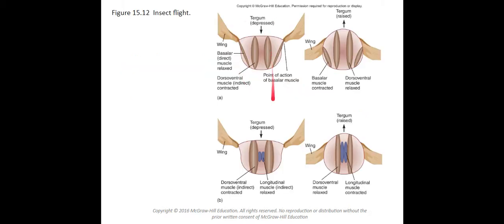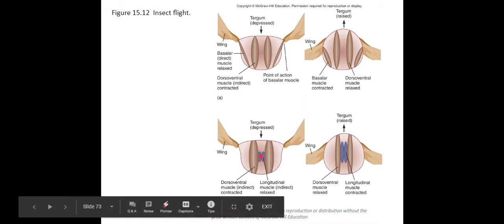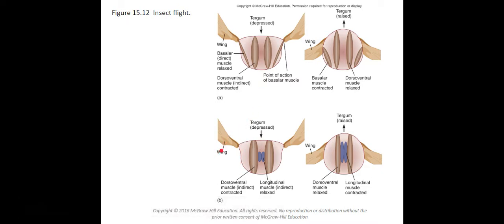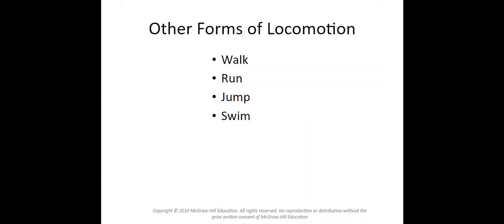So again, for the synchronous, you have the muscles at the base of the wing, and the muscles pull and the wing comes down, and the muscles relax and the wings go up, and that just keeps going like that. For asynchronous, these move and it changes the shape of the exoskeleton, and then when it releases, these shake or do a shaking motion to create the flight. There's other ways that insects move. They can walk, run, jump, or swim.